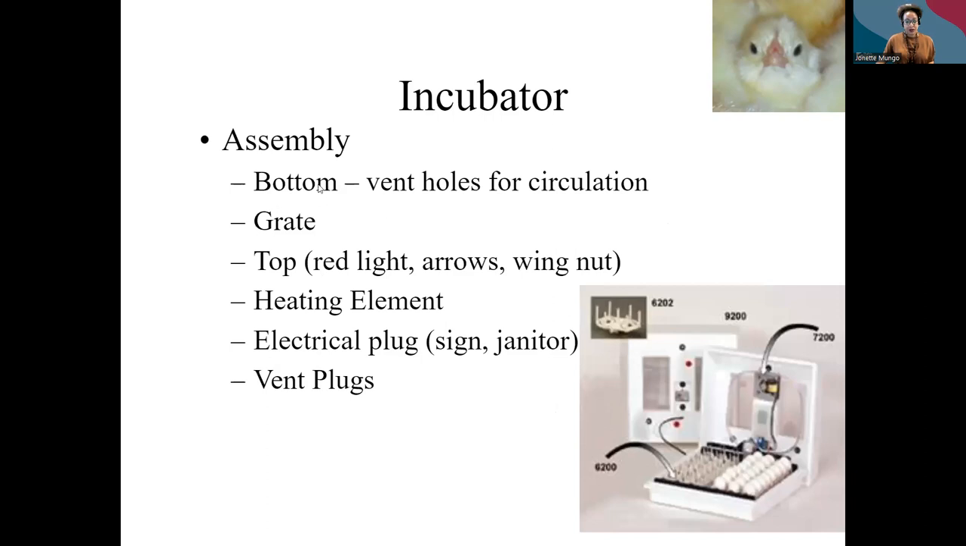So your incubator, you have a bottom. Again, the bottom has vent holes for air circulation. There should be some type of grate at the bottom that keeps eggshells and things from falling directly into the water. You have a top, the red light, arrows, wing nut for an incubator of this style. And then you have an electric plug, and then you have vent plugs. Those vent plugs are to help regulate the humidity inside of your incubator.